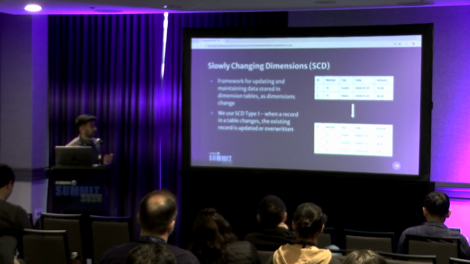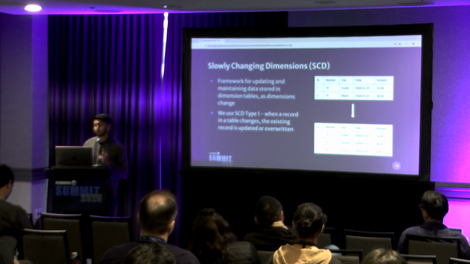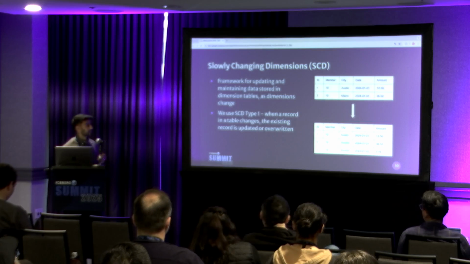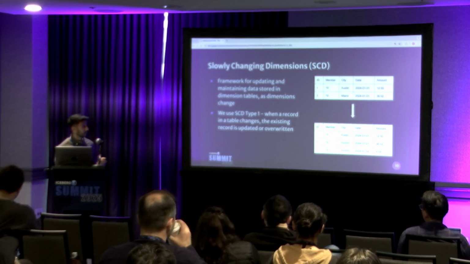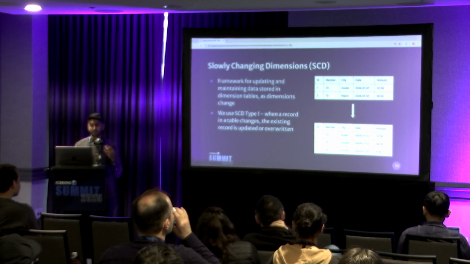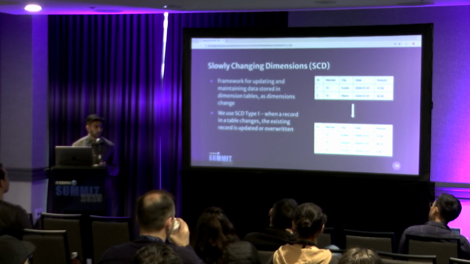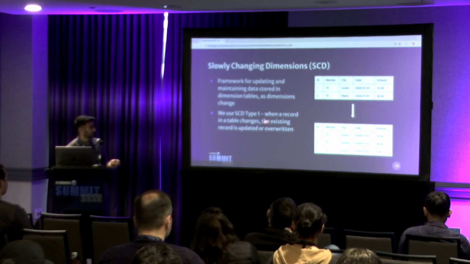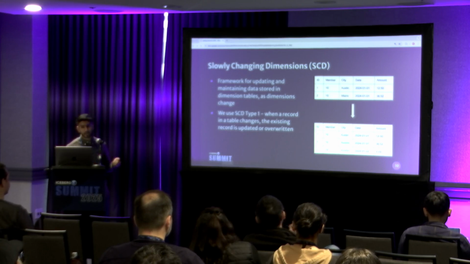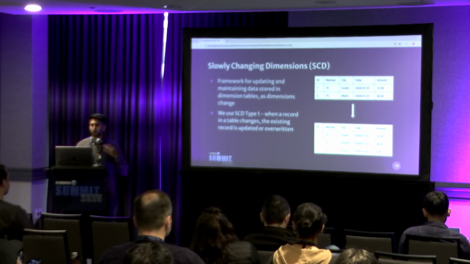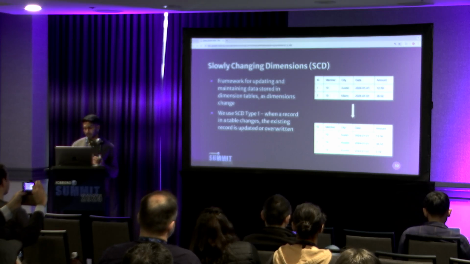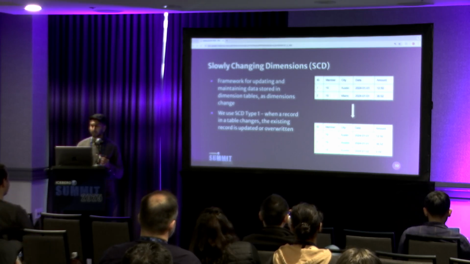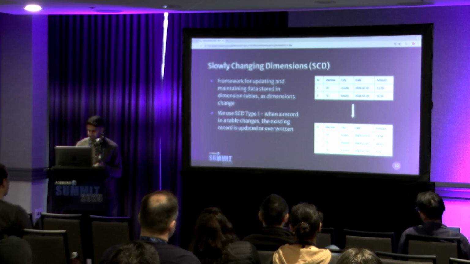A particular data modeling technique that we used was slowly changing dimensions. And this is essentially a framework for updating and maintaining data over time as they change. And there are a couple different variations of slowly changing dimensions. We chose type 1, and type 1 is essentially when a record in the table changes, the existing record is updated or overwritten. And this solved the problem that we had at hand without increasing the size of the table significantly, like some other data models do, like slowly changing dimensions type 2, for example.